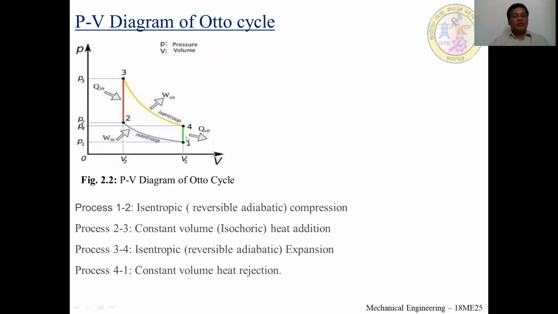This is about the constant volume heat rejection process, that is state point 4 to 1.